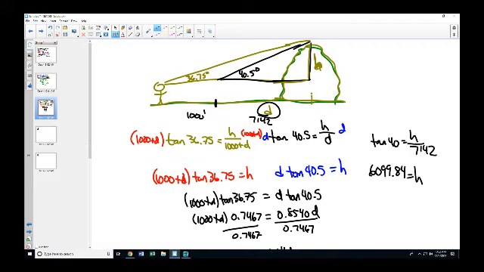Close enough. What's the height of the mountain? Is that the final answer? No, we have to add the height of the first person, which we don't have. So we have a really small person, and we'll make it easy. Mountain height, add 5, right?